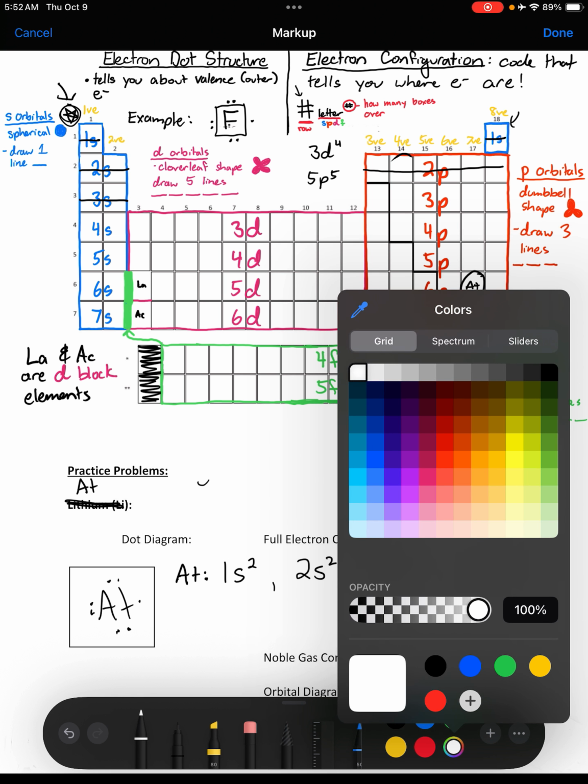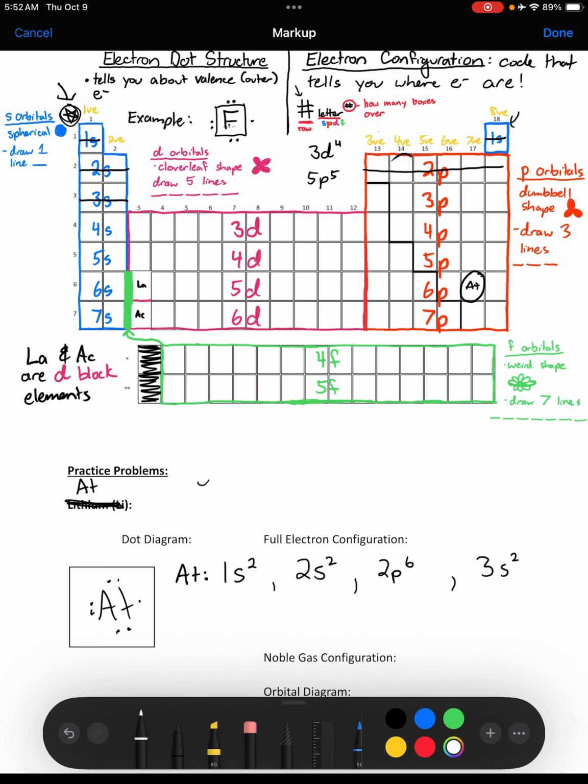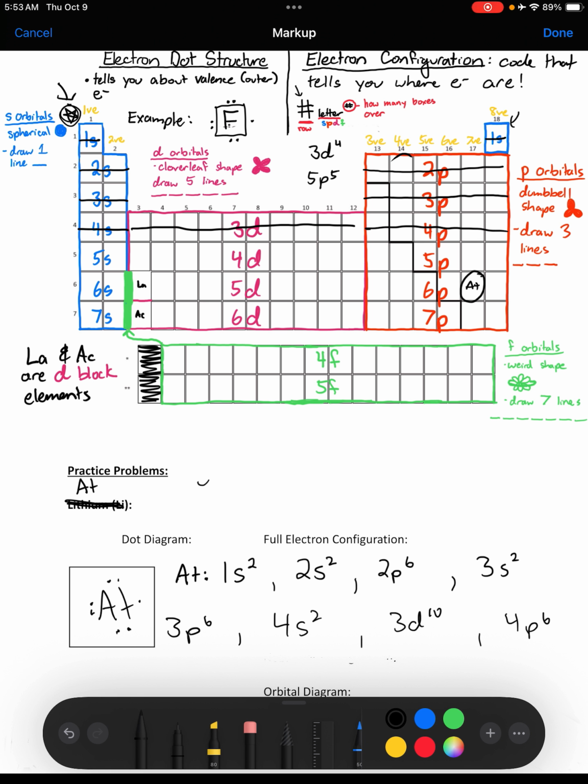I'm going to take a second real quick and then create some more space for us. I'm just going to scratch that up for a second, deal with that later. All right, now we're going to move across to the 3p row. 3p6 is next. Then we have 4s2. Then we have 3d10. Then we have 4p6. Then we have 5s2.